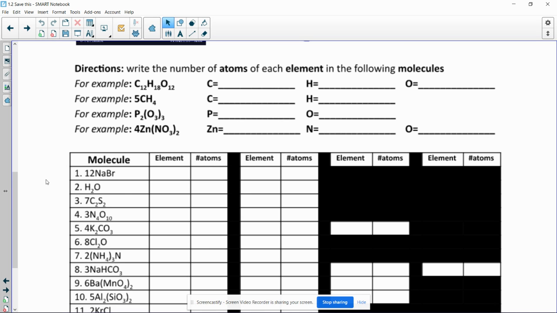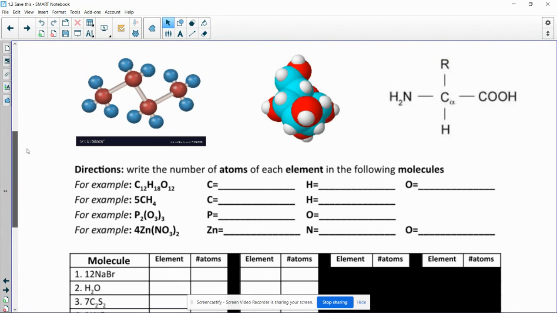This is for help on the counting atoms, part 4.